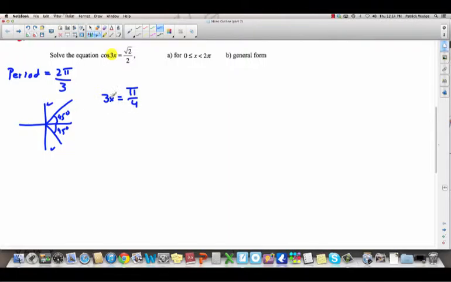Okay, so we have to solve this equation now. This is 3 times x. We have to divide by 3. You get pi over 12. Flip and multiply when you divide, right? Now let's take a look at the other angle.